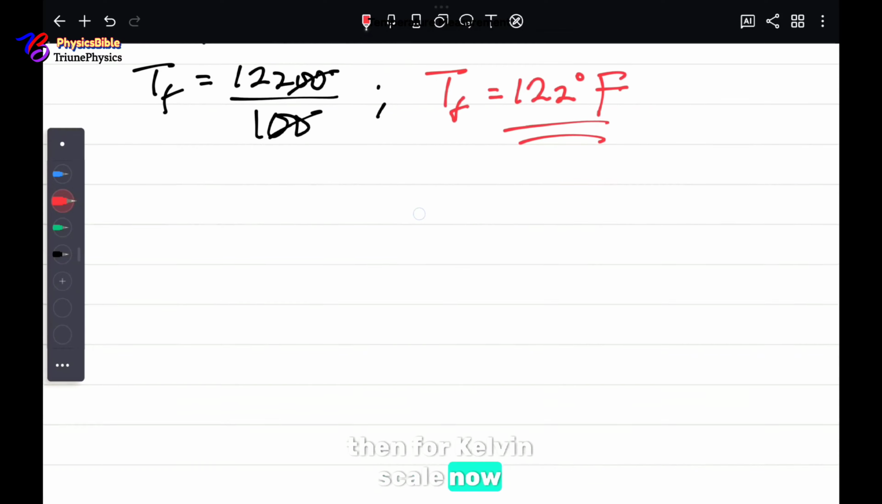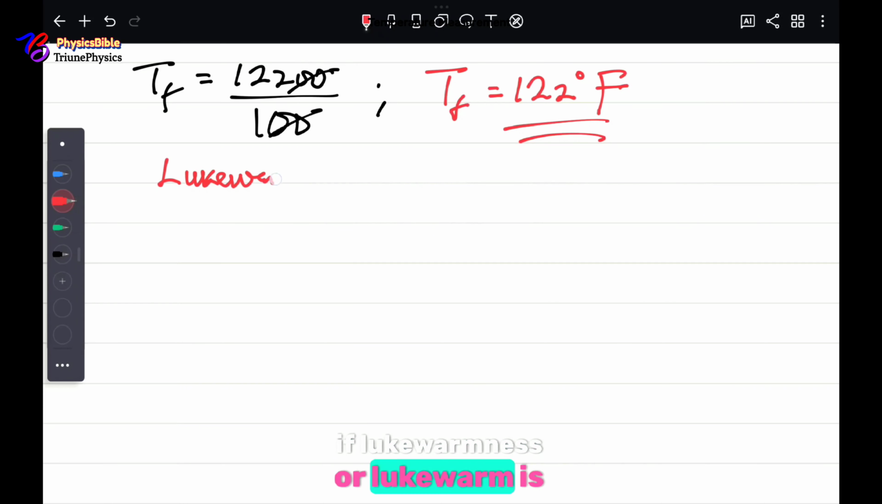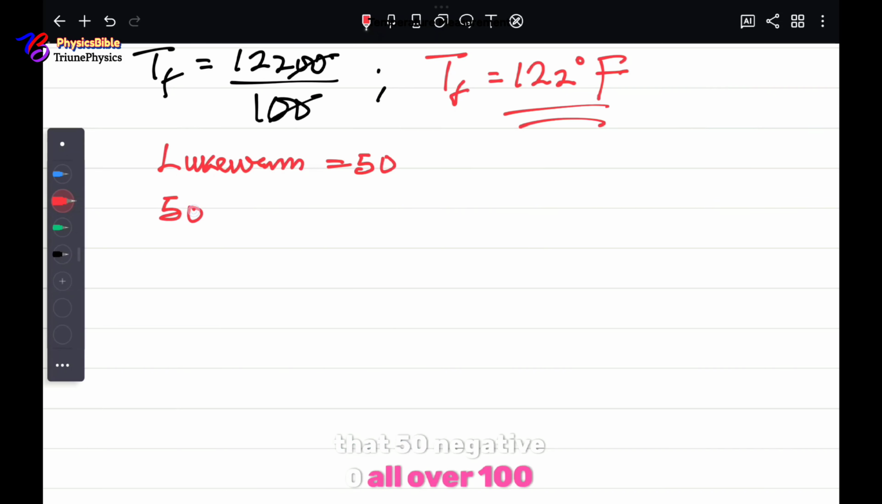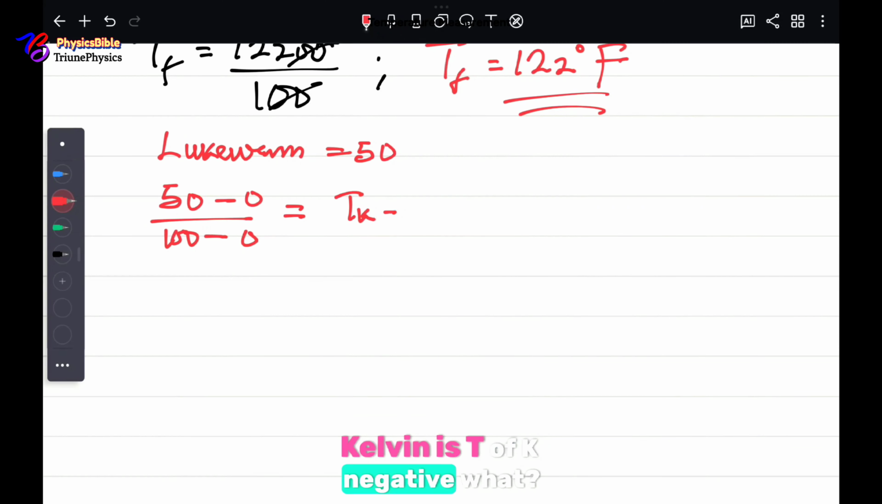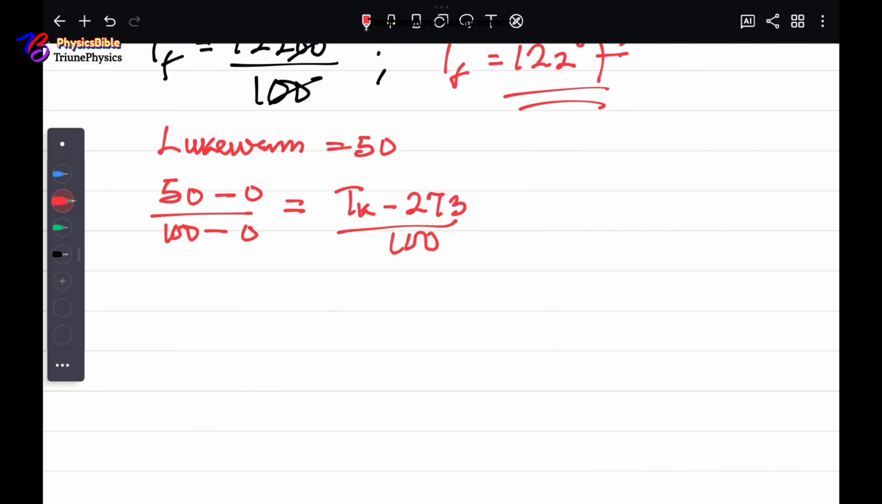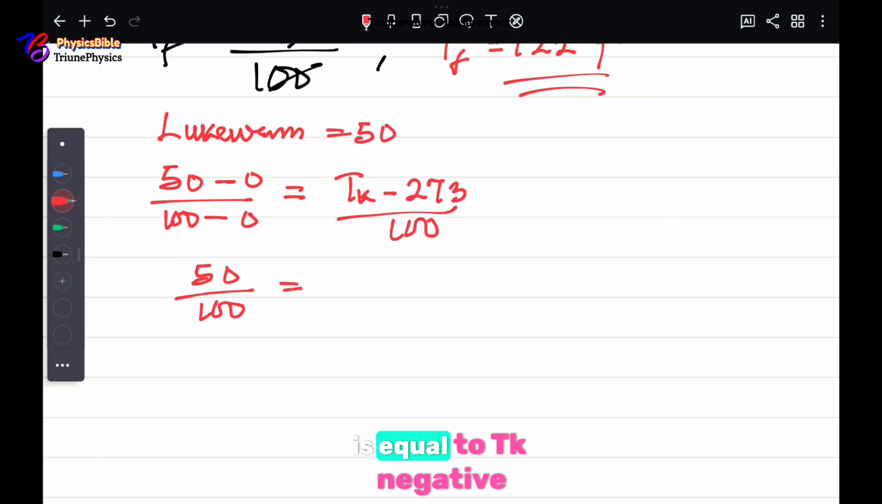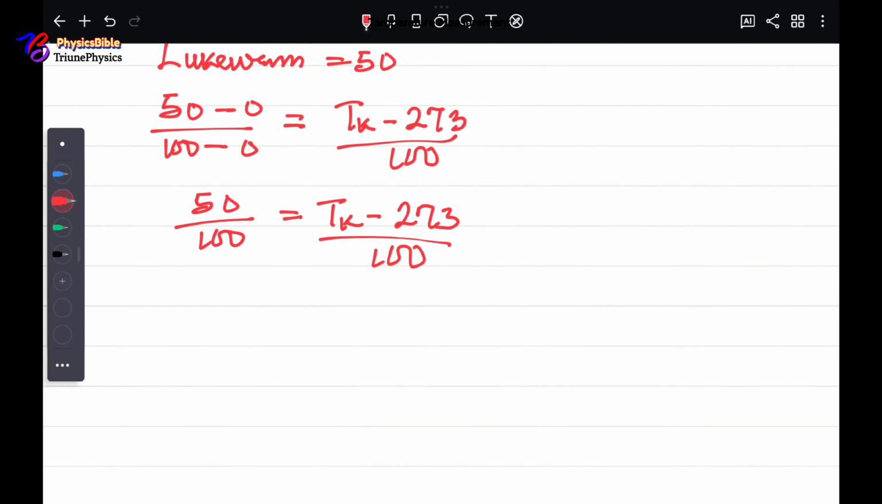Then for the Kelvin scale now, absolute Kelvin lukewarmness. If lukewarm is equal to 50, then recall that 50 negative 0 all over 100 negative 0 is equal to absolute Kelvin, T of K negative what? 273 all divided by 100. All this clear? So that I have 50 all divided by 100 is equal to T of K negative 273 all divided by 100. If you solve further, what are you going to have?